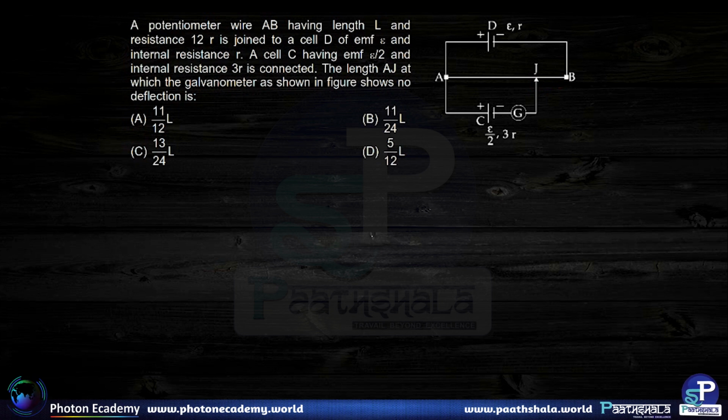We have to find the length AJ such that the galvanometer shows zero deflection. This is what has been asked in this question.